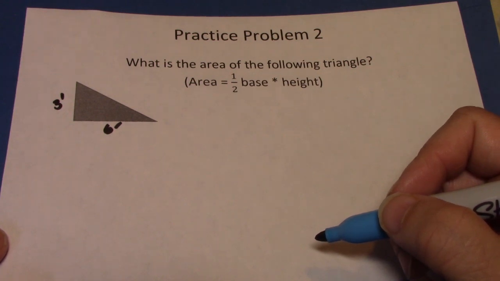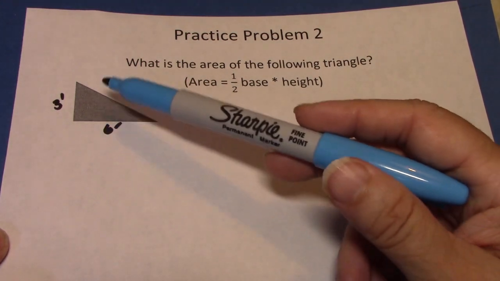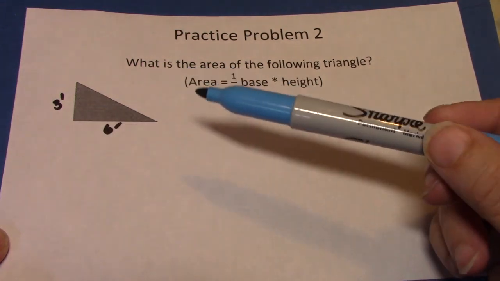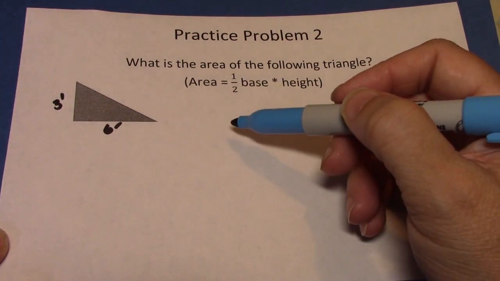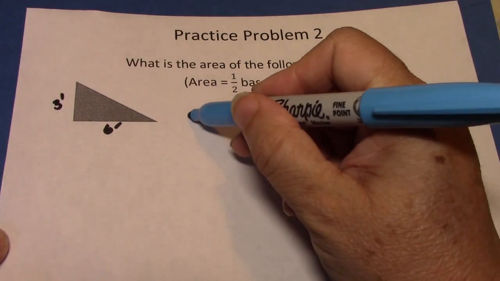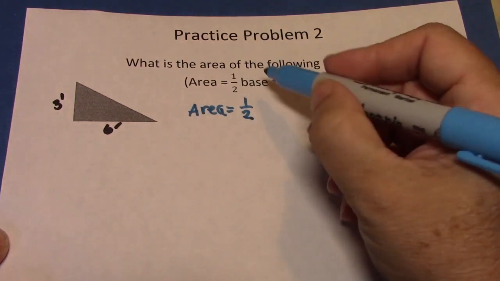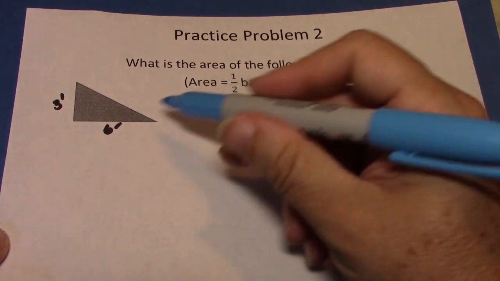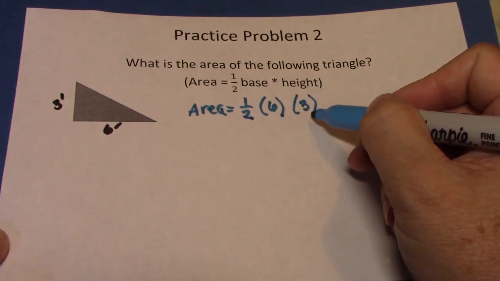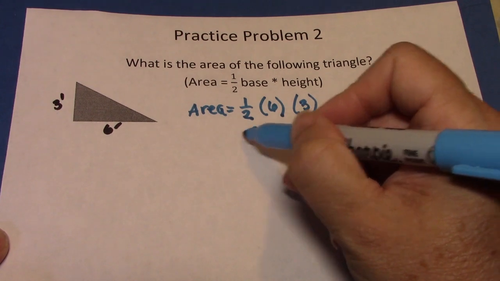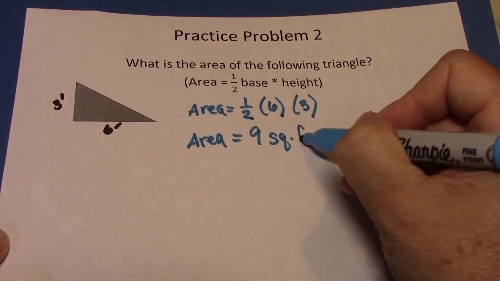Problem number 2. What is the area of the following triangle? And we see a triangle with a base of 6 feet, a height of 3 feet. And we're given the formula for the area of a triangle. So let's just fill this in. We already have the formula we need. Area is what we're looking for, equals 1/2 the base, that's the bottom, that's the 6 feet, times the height, that's this. Well, 6 times 3 is 18, and half of 18 is 9. So the area equals 9 square feet.